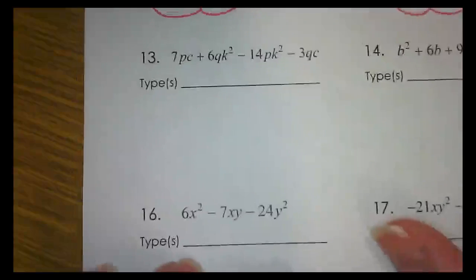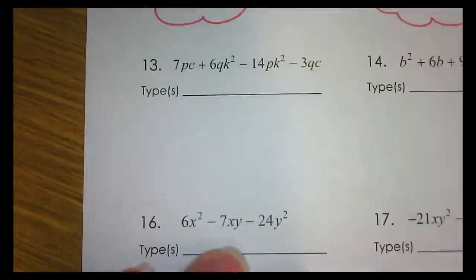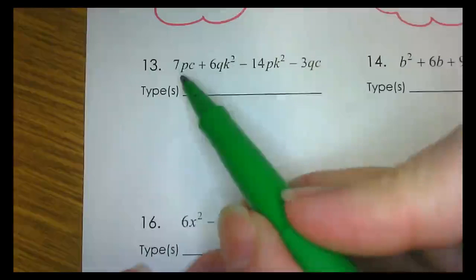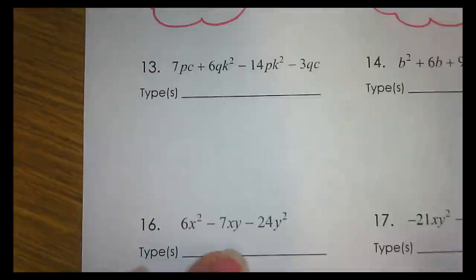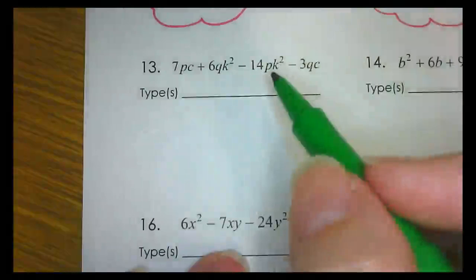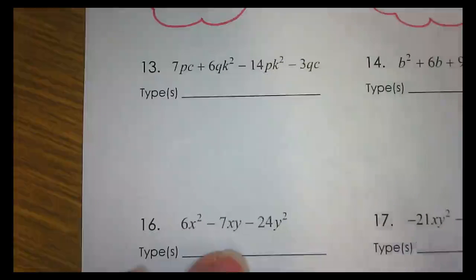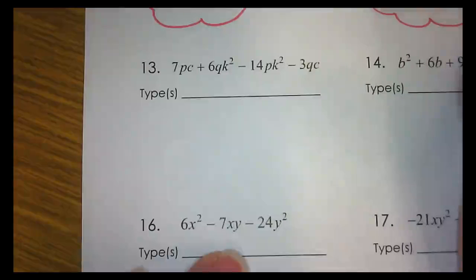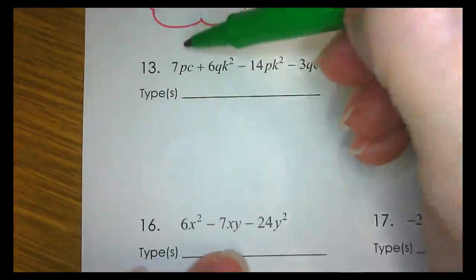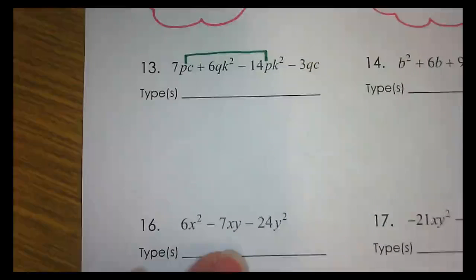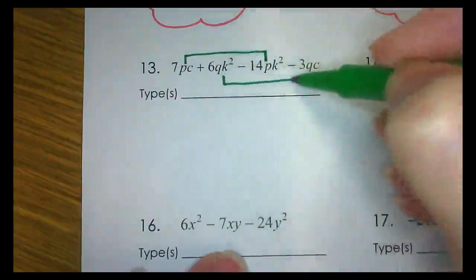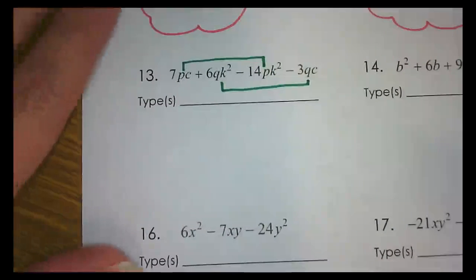All right, number 13. First up, I'm going to look for GCF. And wow, it's quite confusing, a lot going on here, but I'm not seeing anything for GCF. So it has 4 terms. I'm going to try grouping. I am going to group, let's see, I think I'm going to do the 7 and the 14, and then the 6 and the 3.